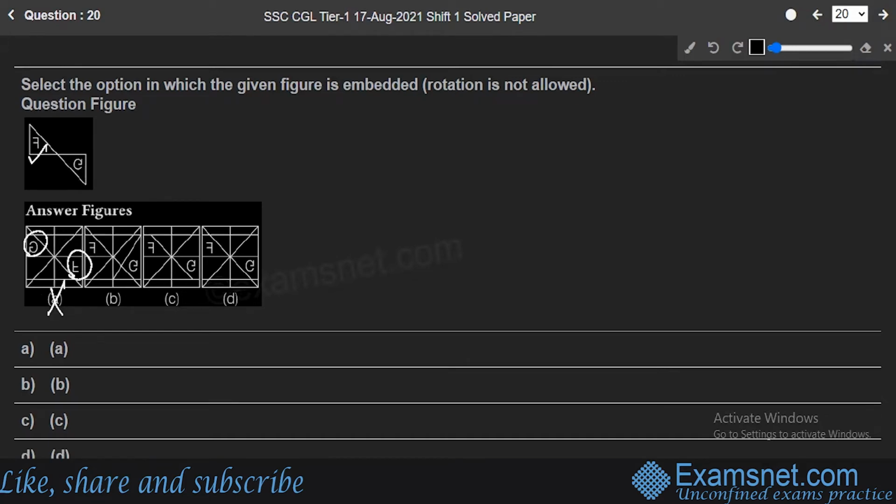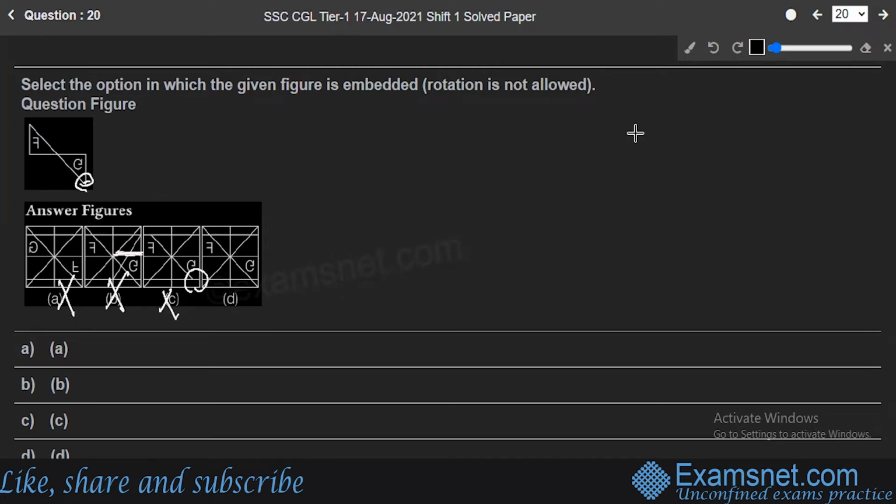F and G are correctly placed in option B, but the only problem is that you are not having this line. This line is missing in option B, right? So even this is not the correct answer. Then let's move to the next one. In option C, this portion is missing. It should have been a complete one. Here is a complete triangle formation, which is not in option C.